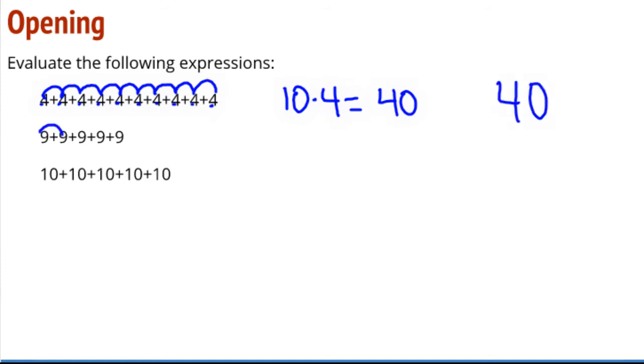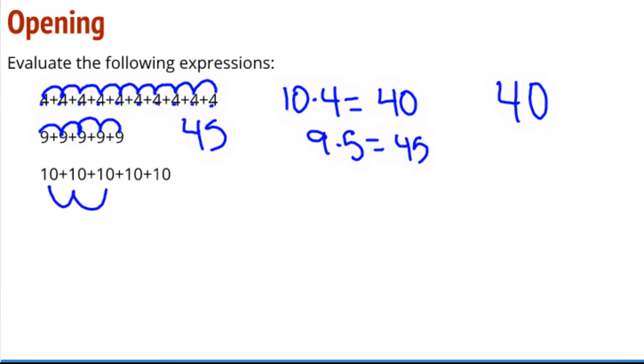Here I've got 9 plus 9 is 18, 18 plus 9 is 27, 27 plus 9 is 36, 36 plus 9 is 45. We can also see this as 9 times 5 is 45. 10 plus 10 is 20, plus 10 more is 30, plus 10 more is 40, plus 10 more is 50. We've also got 10 times 5, which is 50.